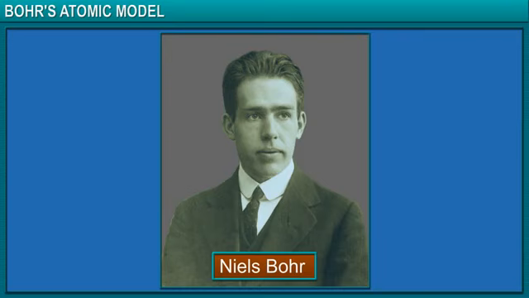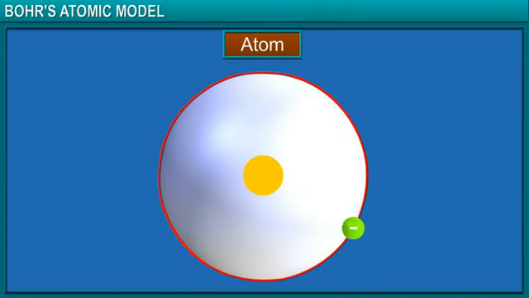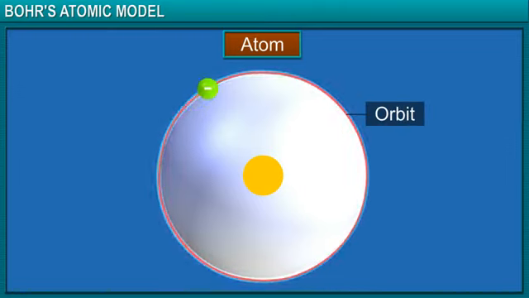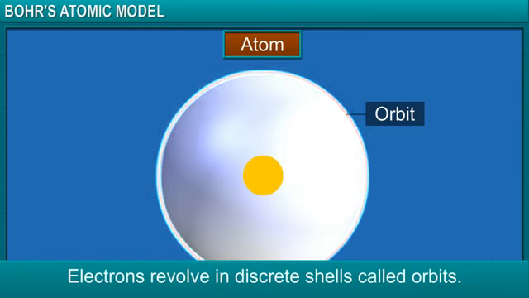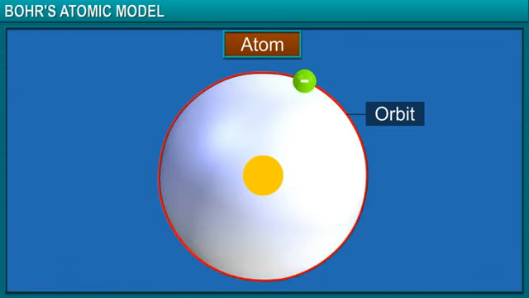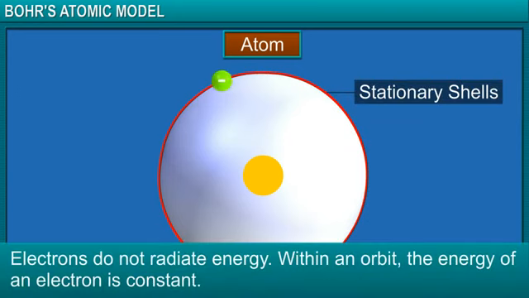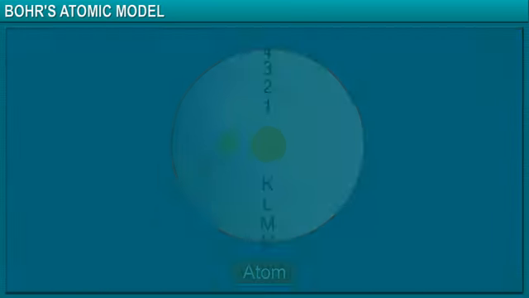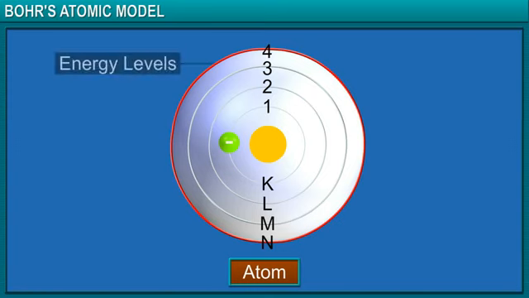Keeping the shortcomings of the Rutherford model in mind, Niels Bohr formed his postulates about the structure of an atom. Electrons revolve in discrete shells called orbits. Electrons revolve in their orbits without radiating energy. Within a particular orbit, the energy of an electron is constant. This is why orbits are called stationary orbits or stationary shells. Orbits or shells are also known as energy levels.